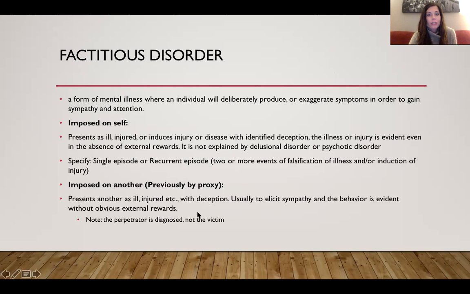And of course, if you're going to diagnose factitious disorder by proxy or imposed on another, you're going to diagnose the perpetrator, not the person who's presented as ill, like the dependent adult or child.